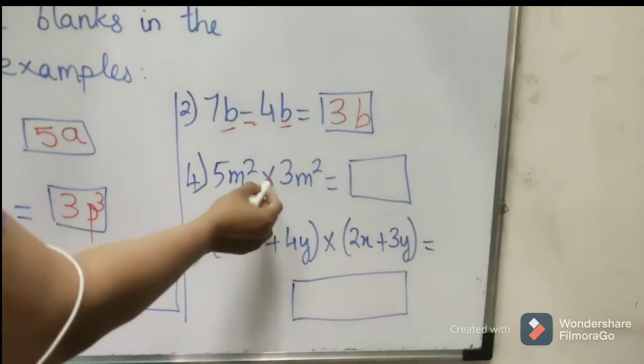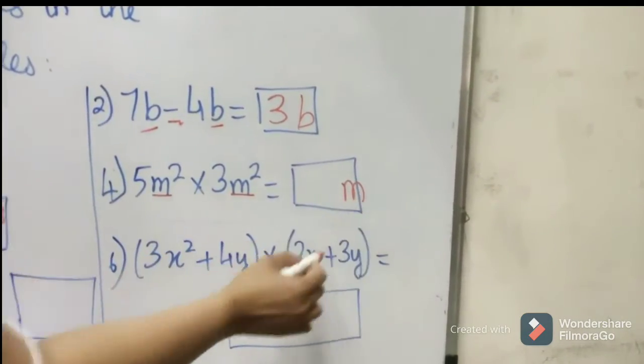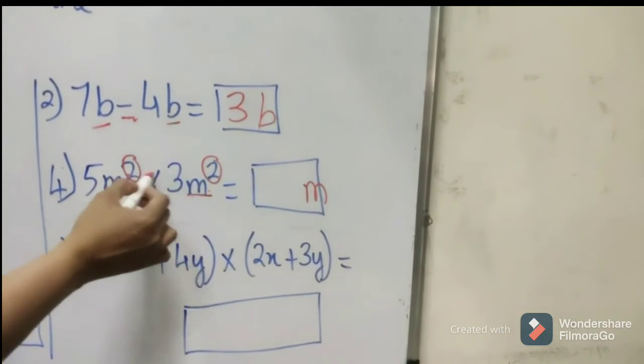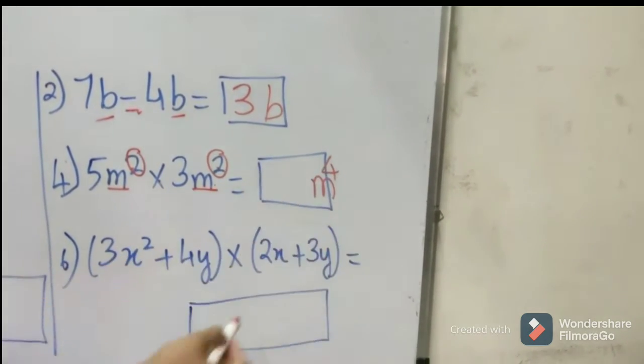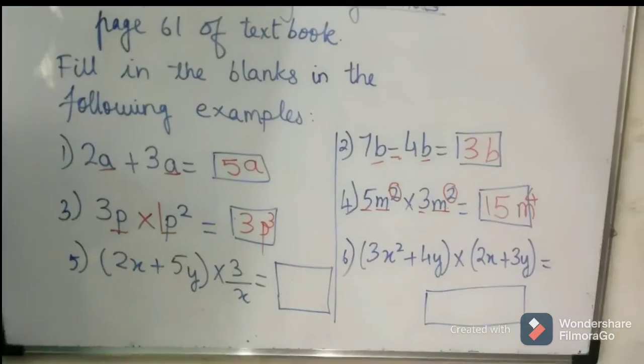The fourth one, again I have a multiplication sign. We have studied in indices, you have to write the number which is at the base, and then the index you have to add. So 2 plus 2 is 4. So m raised to 4 and 5 3s are 15.